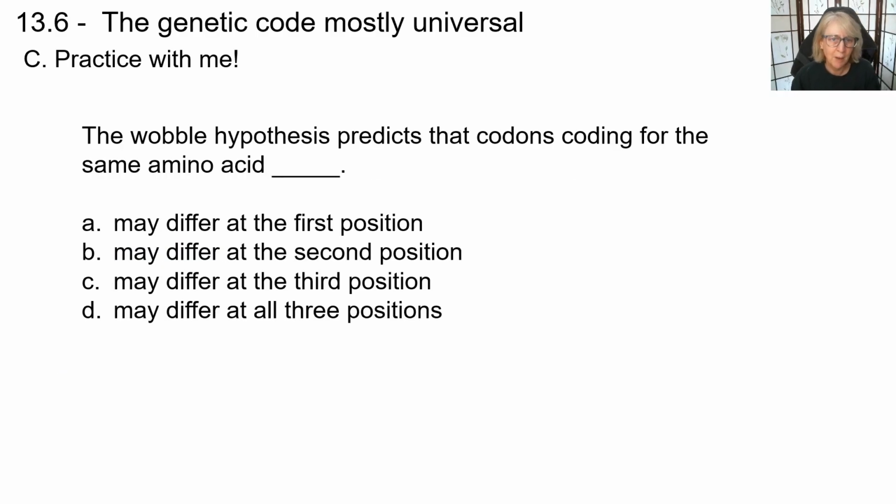The wobble hypothesis predicts that codons coding for the same amino acid may differ where? I'm going to go on. At the third position. The first position and the second position seem to matter. For most amino acids, the third position is a little bit wobbly, and we'll look at how that works with tRNA as we talk about translation later.